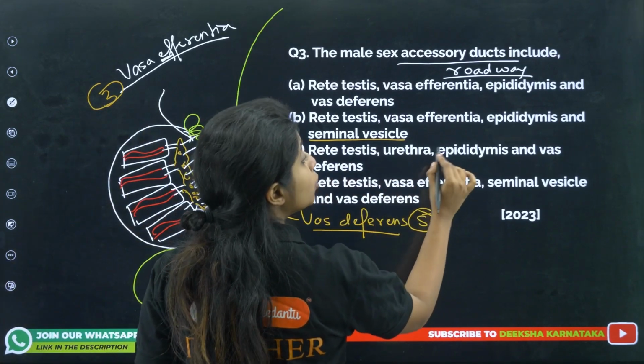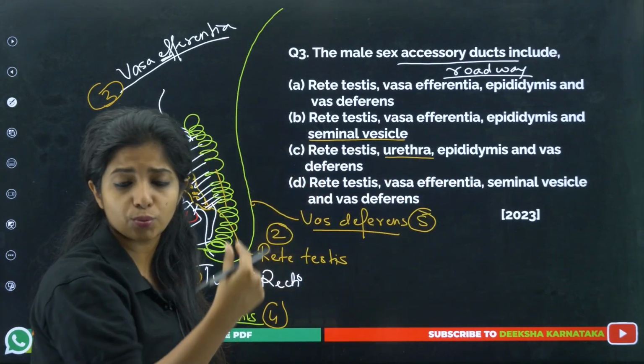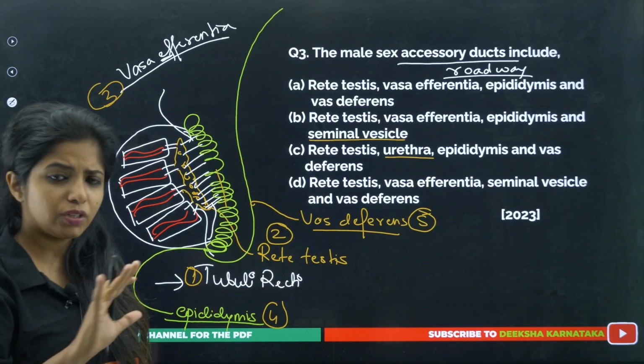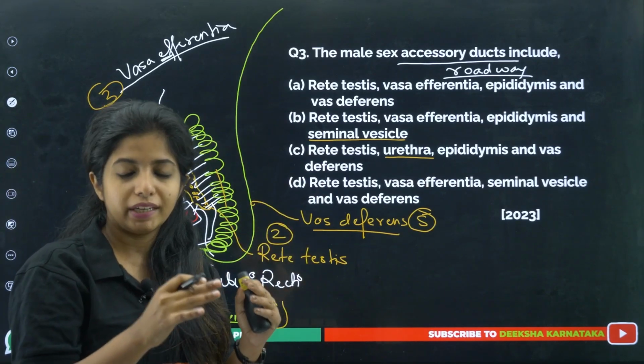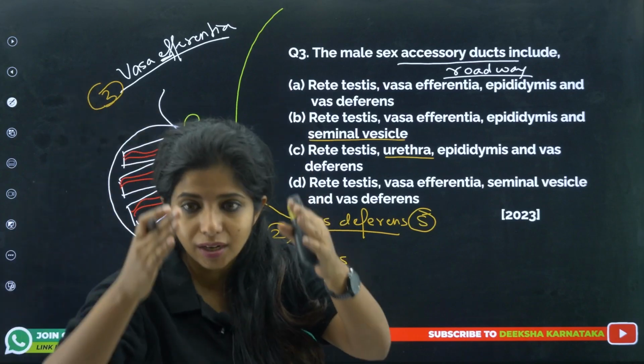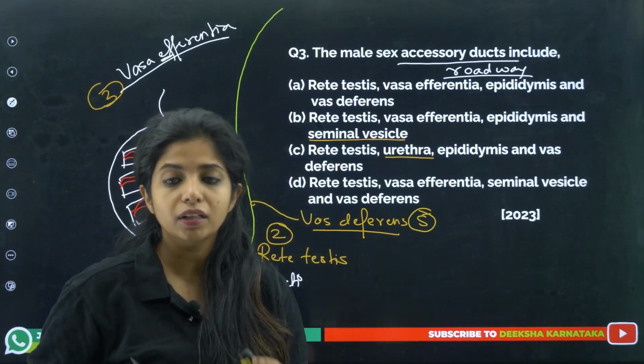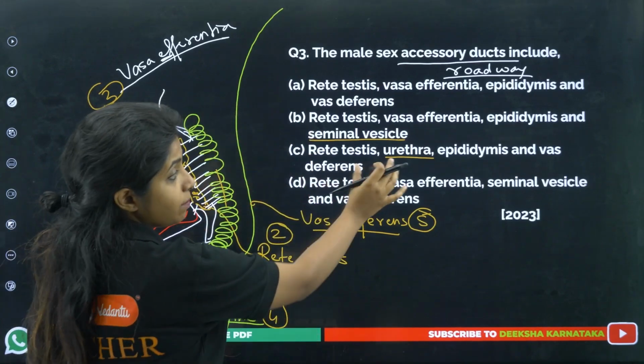Now rete testis, urethra. No, urethra is a passageway for the urine and the sperm to pass. So it is not a duct which carries just the sperm. It is a common passage that comes from the urinary bladder, for urine and the sperm to move around. So that is not it, it comes under external genitalia.